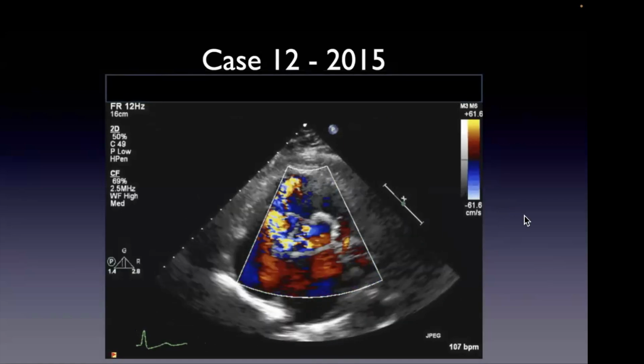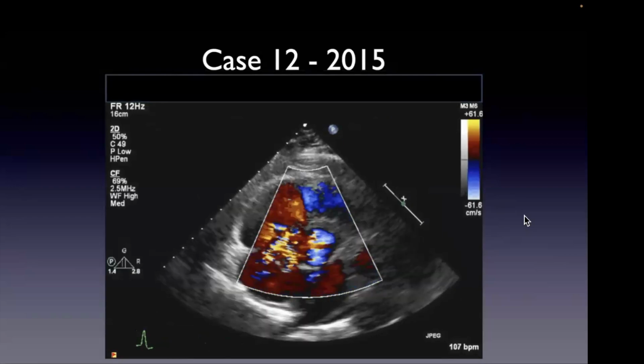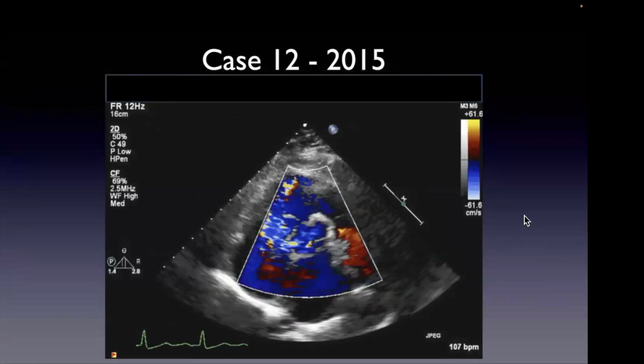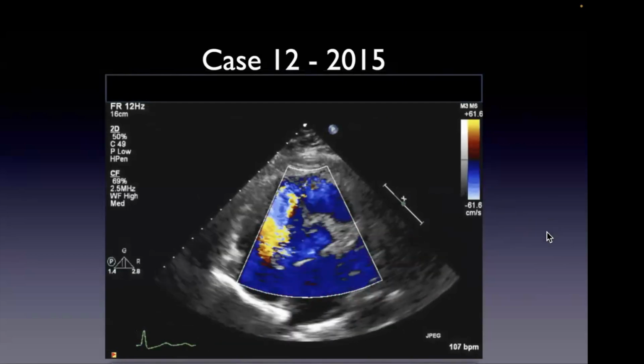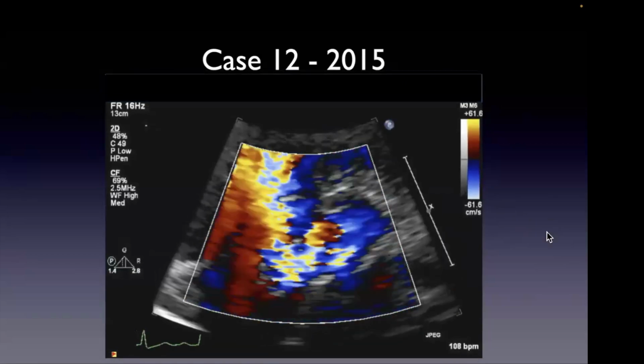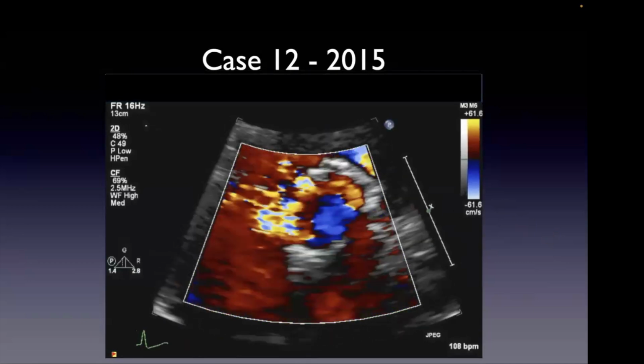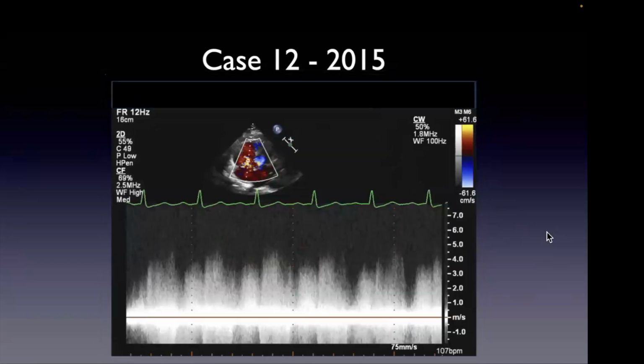So this is a ruptured sinus of Valsalva aneurysm into the right atrium. You see the right atrium spilling into the right ventricle, so it's created volume overload. Lots of color. And here the pattern has changed. Now it's continuous, right? This is one of the common causes of a continuous murmur.